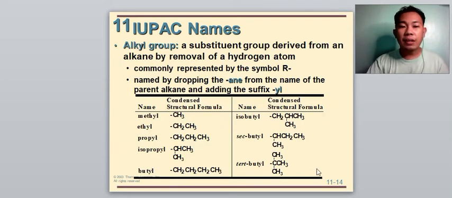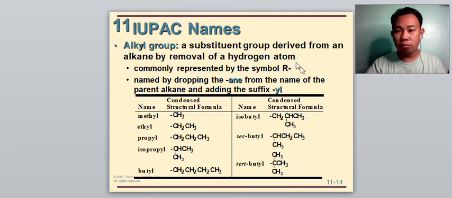Now we have the alkyl groups. An alkyl group is a substituent group derived from an alkane by removal of a hydrogen atom. Commonly, it is represented by the symbol R or the R group. Alkyl groups are named by dropping the ane from the name of the parent alkane and adding the suffix yl. For example, we have methyl here.